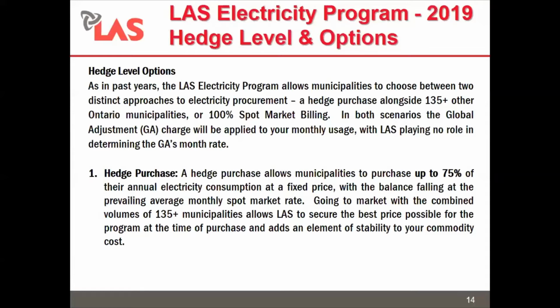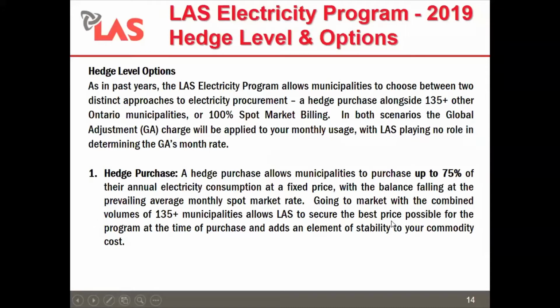As mentioned before, and I can't say it enough, the GA modifier is a big component of your billing, and again, it's based on consumption. So we can control that commodity piece, but we cannot control the GA modifier. It's just a fact of what it is.